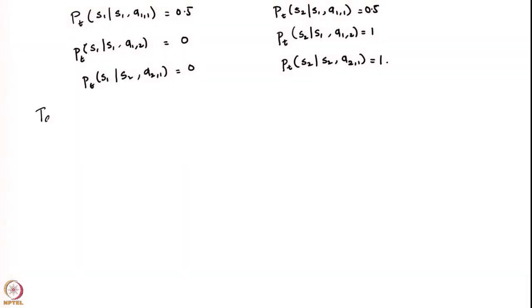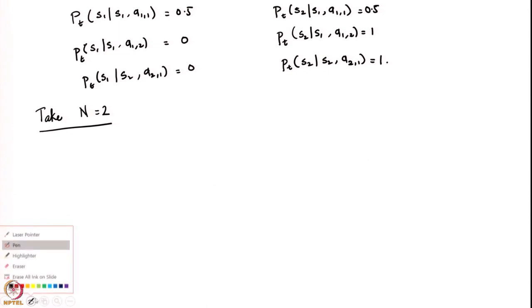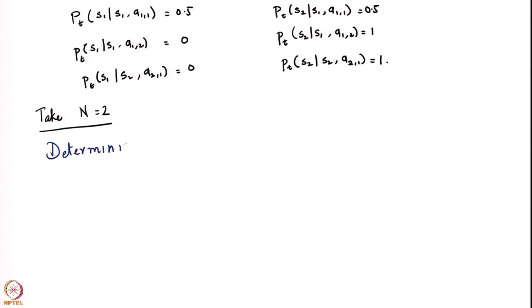So, we will take n equals 2, and let us write out a few policies. Here is, for example, a deterministic Markov policy. Let's denote this by pi m d, because this is Markov and deterministic. It's a particular policy. I have to write a decision rule for each decision epoch.